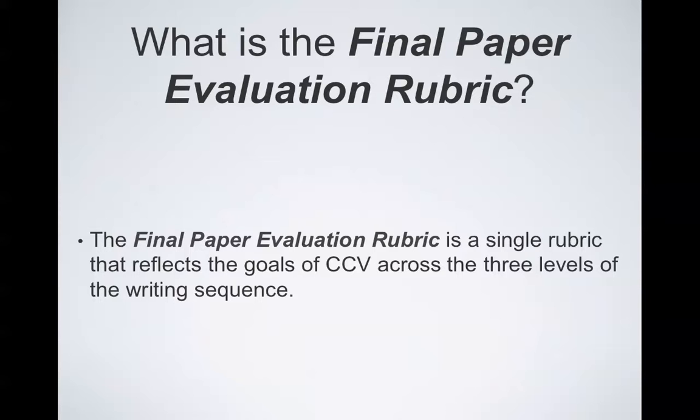So what's the final evaluation rubric? The final paper evaluation rubric is a single rubric that reflects the goals of CCV across the levels of the writing sequence.